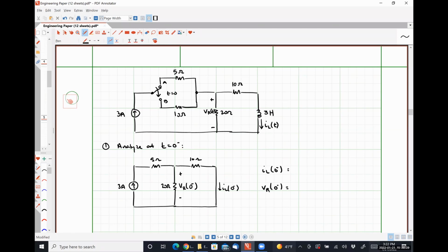Based on that, it seems fairly straightforward that we could apply the principles of current division to figure out how much splits and flows through the 10 ohm resistor, which is the current IL that we're looking for anyway, right? So anybody have any problems with using current division? All right, well, then somebody tell me how to do it.